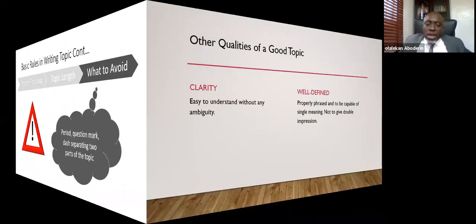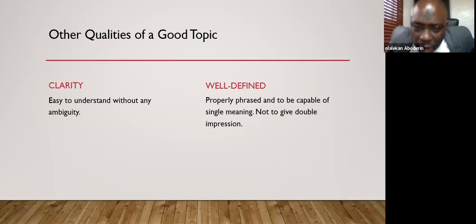Now, what are some other qualities of a good topic? Number one is that it must be very, very clear, with no ambiguity. We are not talking about clear writing, no. In terms of meaning, it must be clear and specific, with no ambiguity. And it must be well defined. The definition here is that it should be capable of one single interpretation, one single meaning, no double impression.